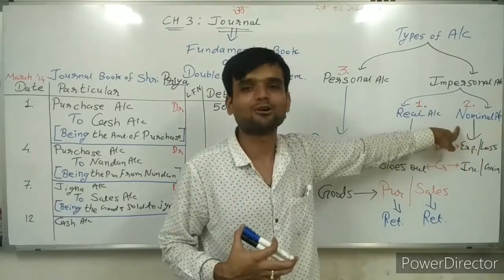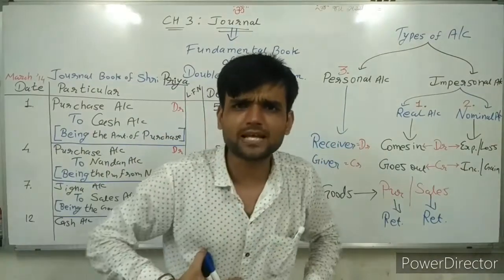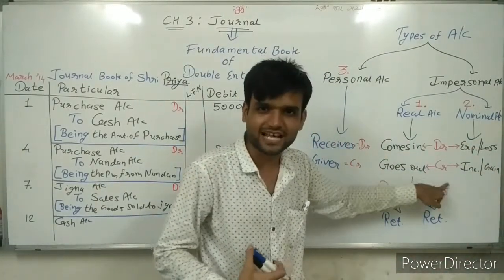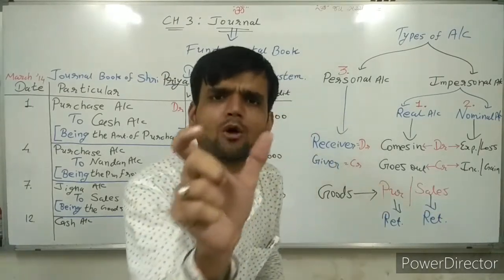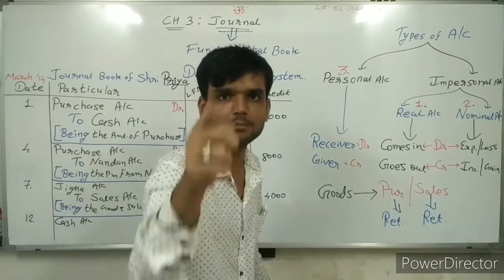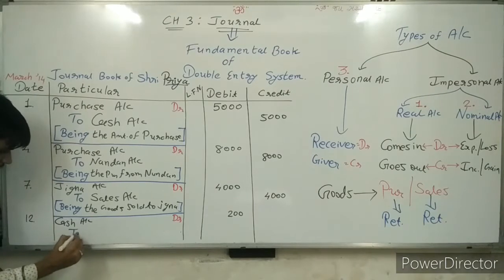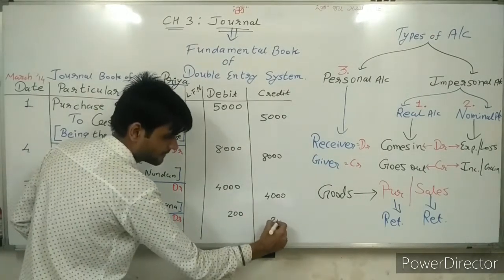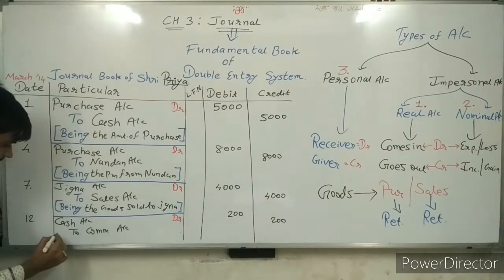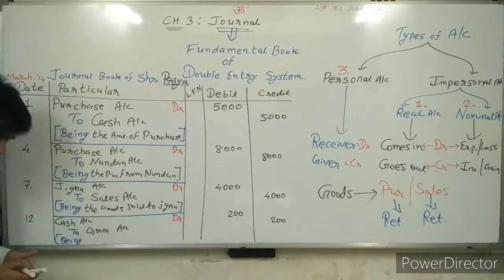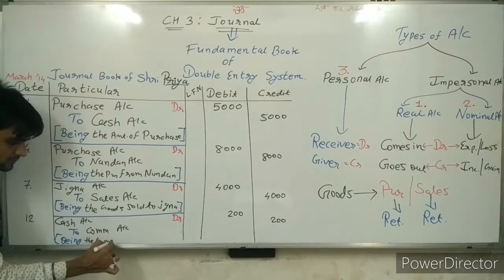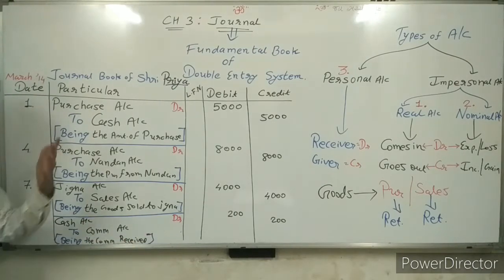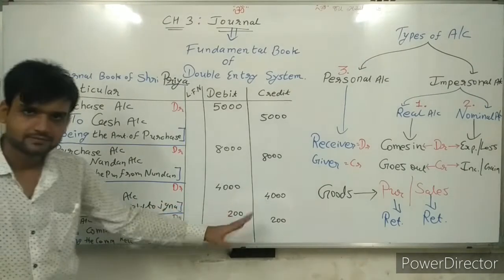Going ahead, talking about the nominal account. Now think, is it income or expense? Income. Commission receipt means it's my income. Income is credit. Now what is the name of income? Commission income. So commission account credit, and writing 200 rupees, being the commission received. Commission transaction is completed, 200.